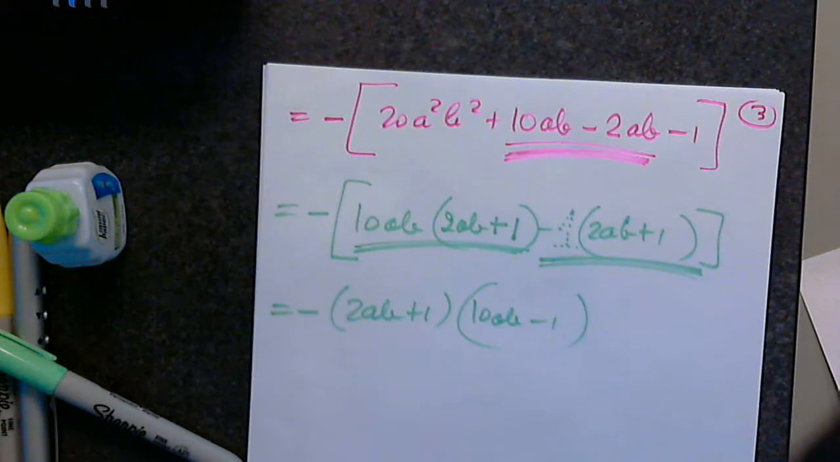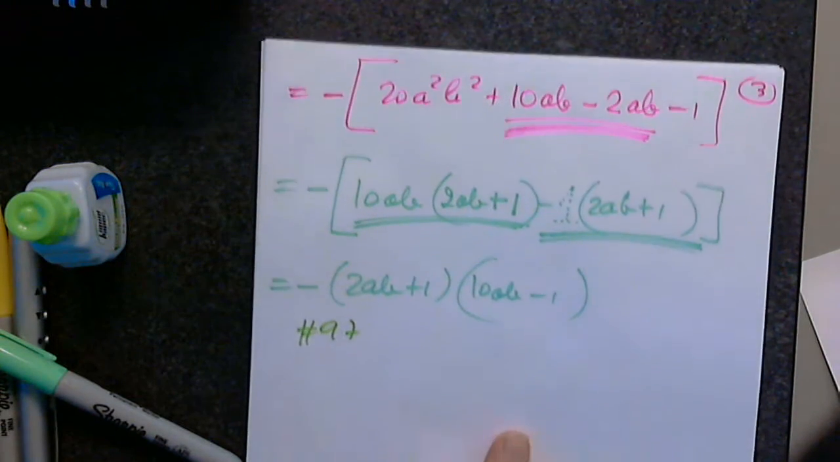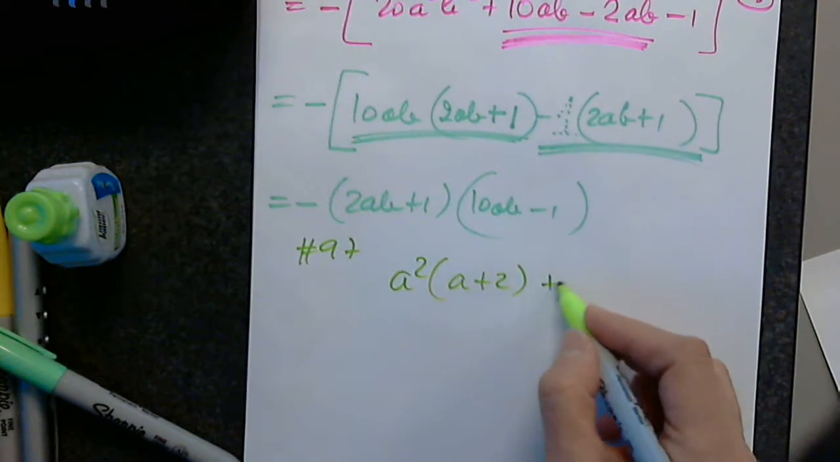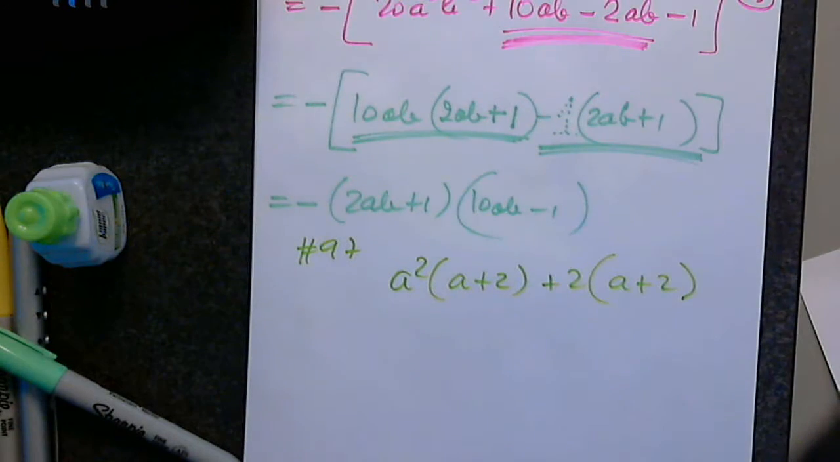Okay, next problem. 97. In 97 we have a squared, a plus 2, plus 2, a plus 2. This is already set up for us. We really don't have to go through the strategy for this problem. I look, there are 2 terms, so this is a product, and this is another product, and they have a common factor. I will pull it out, and I'm done.